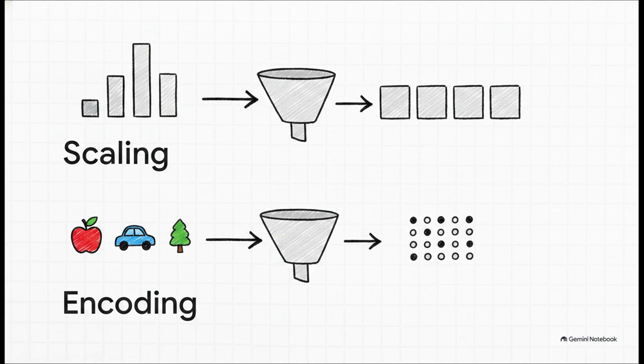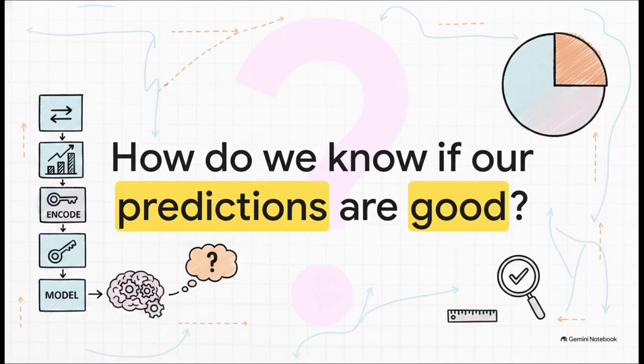Meanwhile, OneHotEncoder takes categorical text, like, say, a column full of city names, and mathematically translates it into a numerical format that the algorithms can actually compute. So the really crucial question becomes this. Once your data is split, perfectly scaled, encoded, and your model is finally making predictions, how do we actually know if those predictions are any good? Because just spitting out a prediction isn't enough. We need to measure its success.